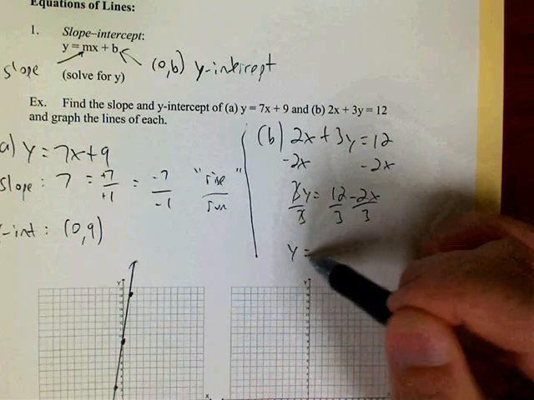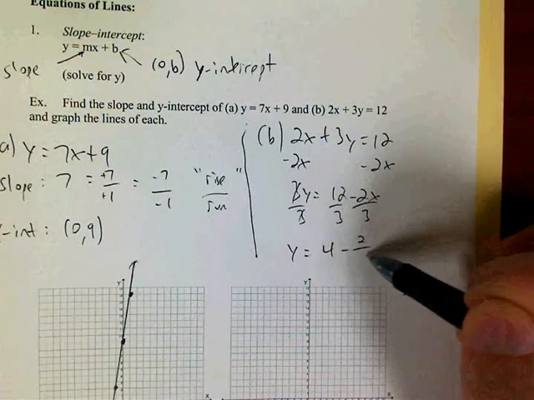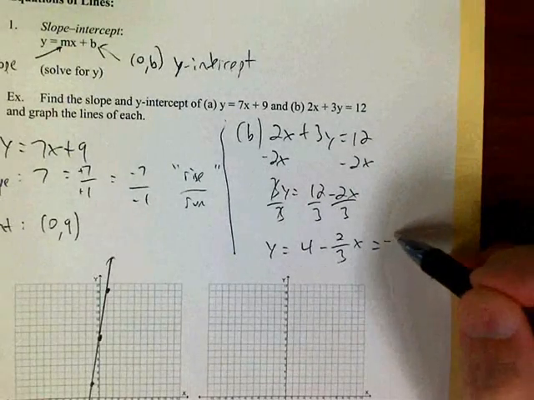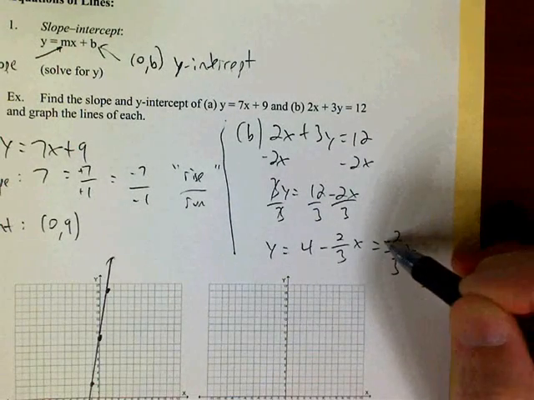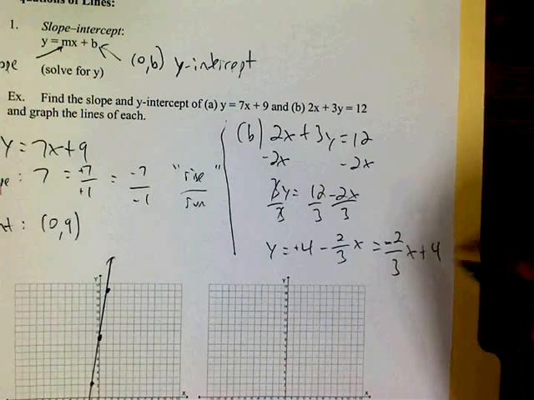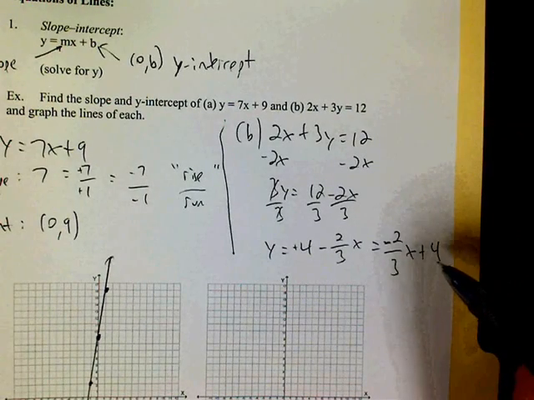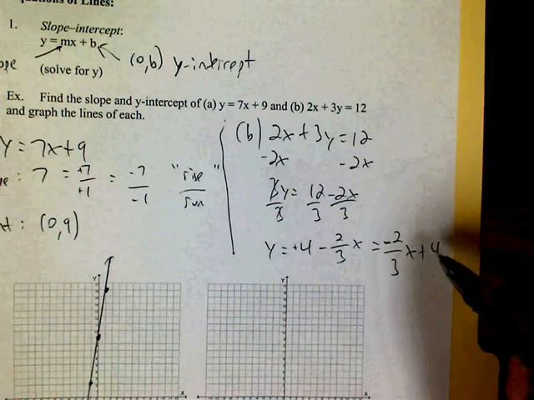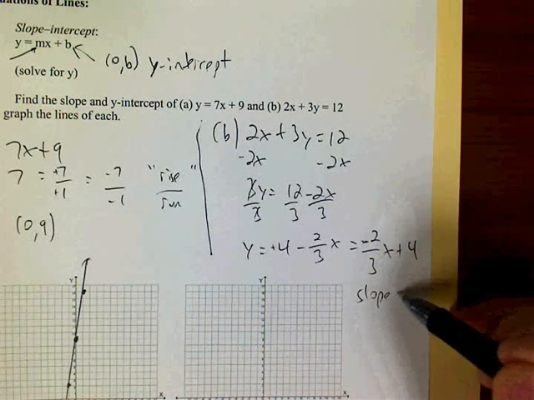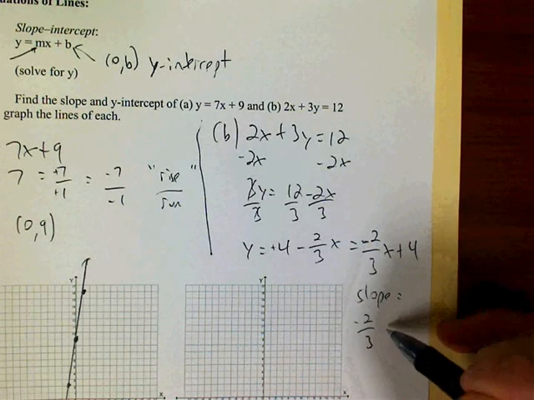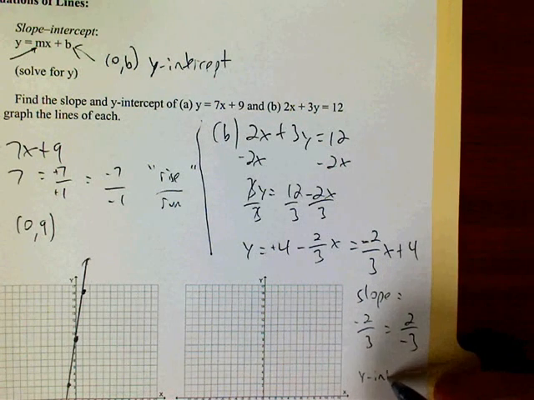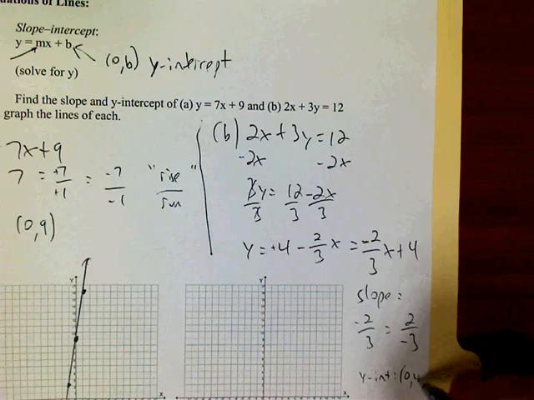Now, you'll notice it's y equals 4 minus 2/3 x. I prefer to write it like this. I always like to write the x term first. That's negative 2/3 x, and that 4 doesn't have a sign in front of it, which means it's positive 4. So I highly recommend thinking of it as y equals negative 2/3 x plus 4. What that means is that our slope is negative 2/3, which is the same as 2 over negative 3. And the y-intercept will be (0, 4).